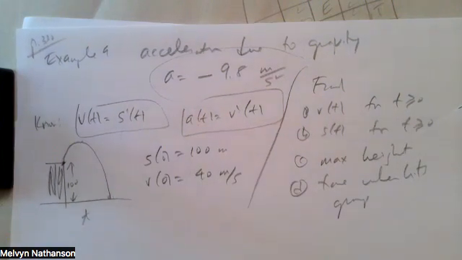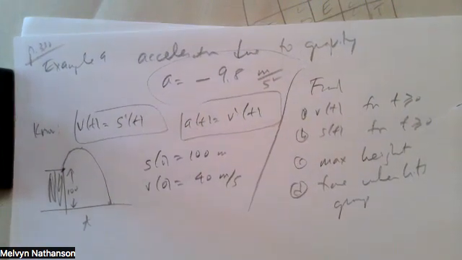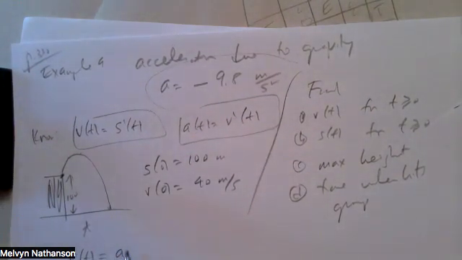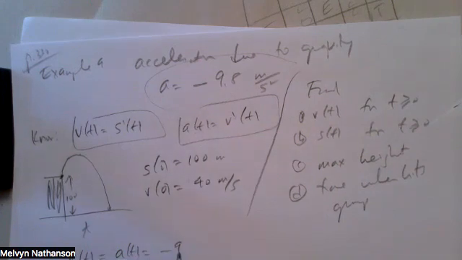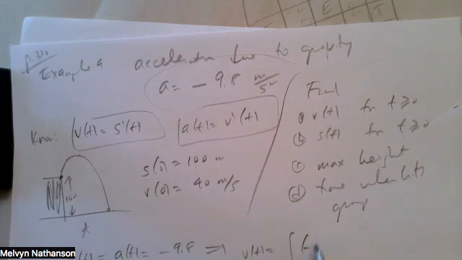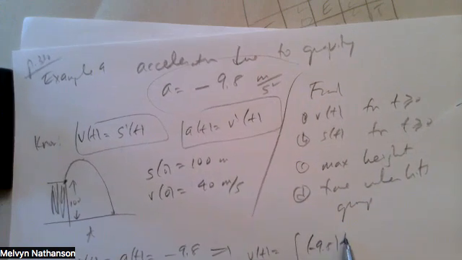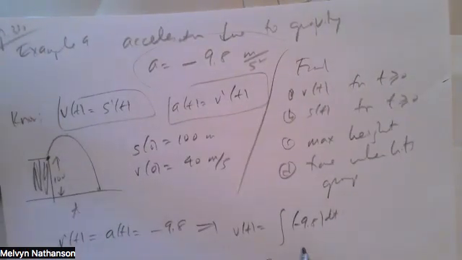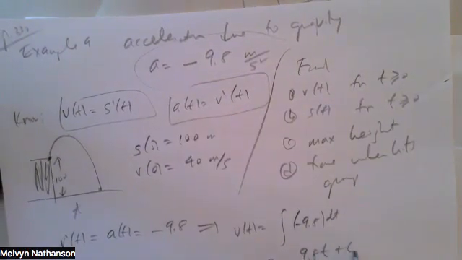So how can we calculate the velocity? We know that v prime of t, the derivative of the velocity, is the acceleration, which is minus 9.8. So we want to find the antiderivative of minus 9.8. V of t is the integral of minus 9.8, which is minus 9.8t plus a constant.